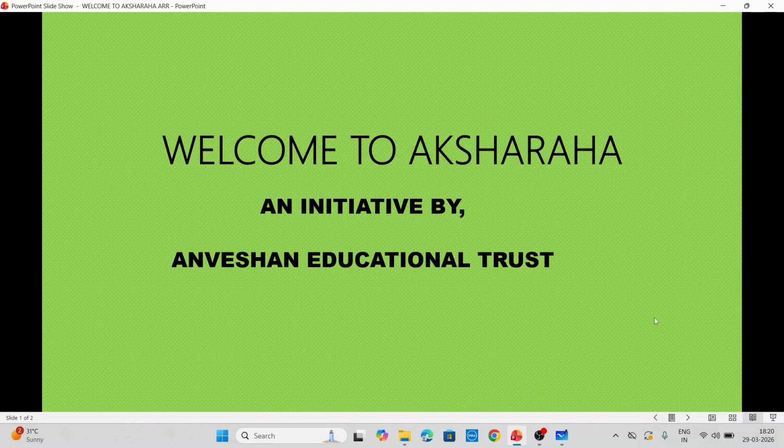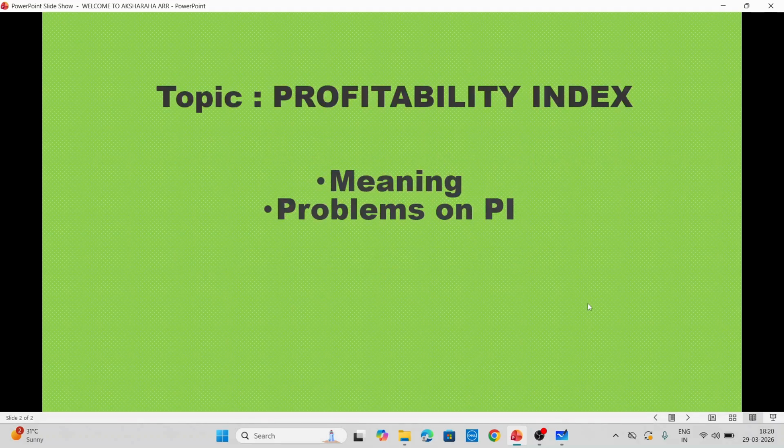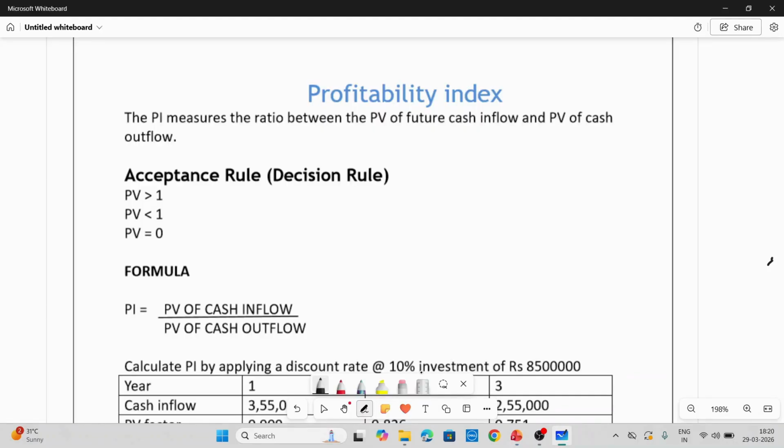In today's class, we are going to learn about Profitability Index, its meaning and problems on PI. Profitability Index. The Profitability Index (PI) measures the ratio between PV of future cash inflow and PV of cash outflow. PV means present value: present value of future cash inflow and present value of cash outflow.